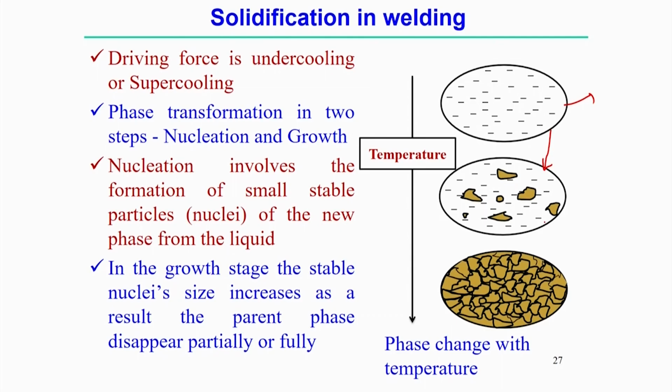After it crosses the solidus temperature, everything consists of solid particles. Afterwards the solid particles may also grow and try to consume the liquid phase, the molten metal, completely replacing it. So, in the growth stage, the stable nucleus size mainly increases as a result of the parent phase, and that parent phase, the liquid phase, gradually disappears. Initially it partially disappears, and gradually it completely disappears.